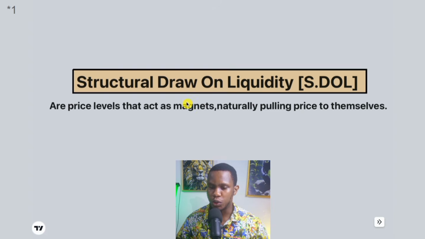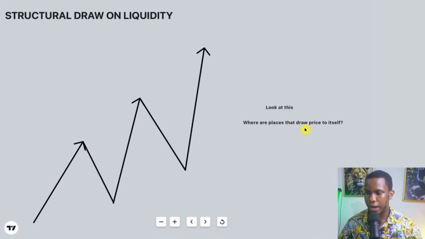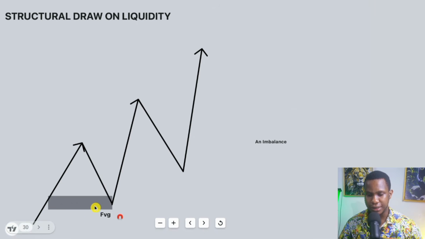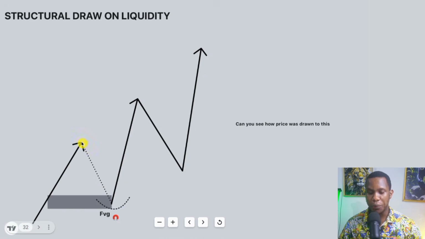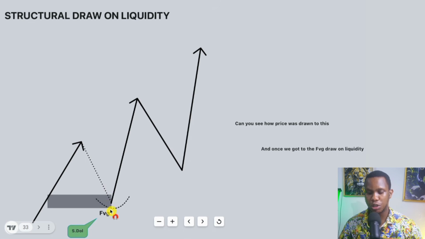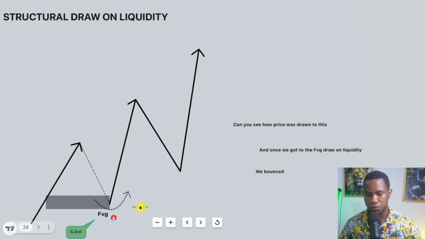So structural draw on liquidity, and look at this chart here. Where are places that draw price to themselves? First of all, can you see this imbalance here, which is also known as a fair value gap? Can you see how price was drawn to this fair value gap, guys? Once we go to this structural draw on liquidity, we bounced, guys.